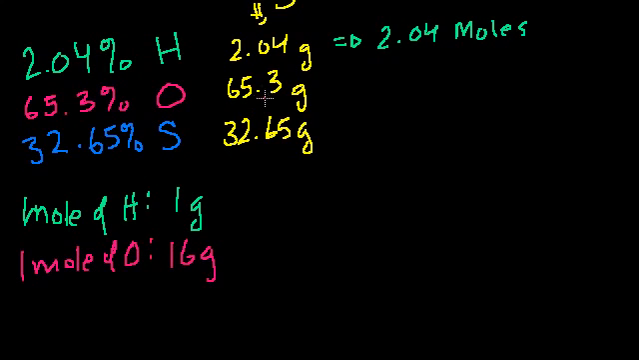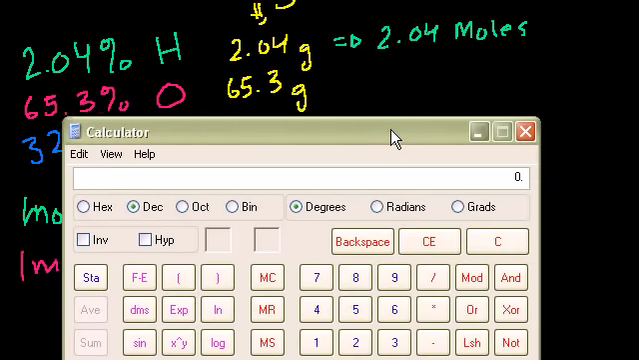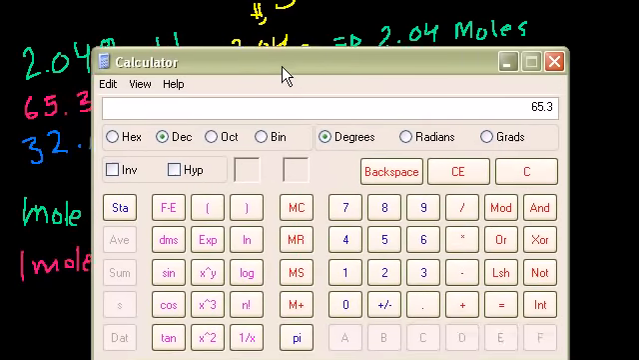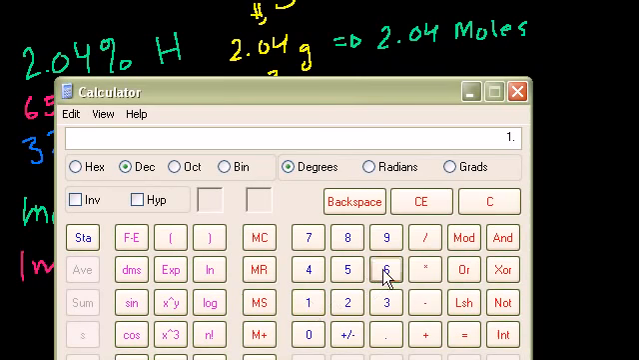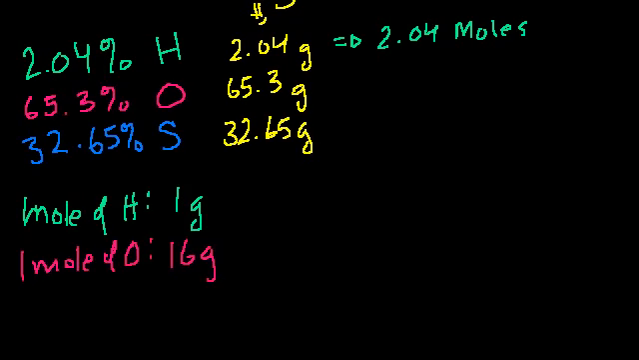So how many moles do we have here? We have 65.3 grams of oxygen, and we have 16 grams per mole, so you divide by 16. It equals 4.08125. I don't want to get too precise here, but let me just write 4.08 moles of oxygen.